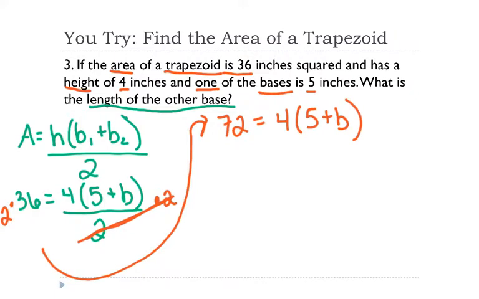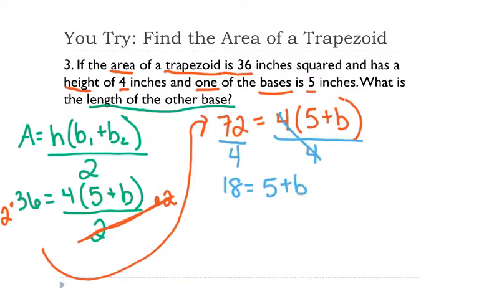So now you're working to get your variable by itself. Well, this whole thing right here is attached with that multiplying by 4. So to get rid of the multiplying by 4, I'm going to divide both sides again. With dividing both sides by 4, 72 divided by 4 gives us 18. So 18 is equal to 5 plus b.